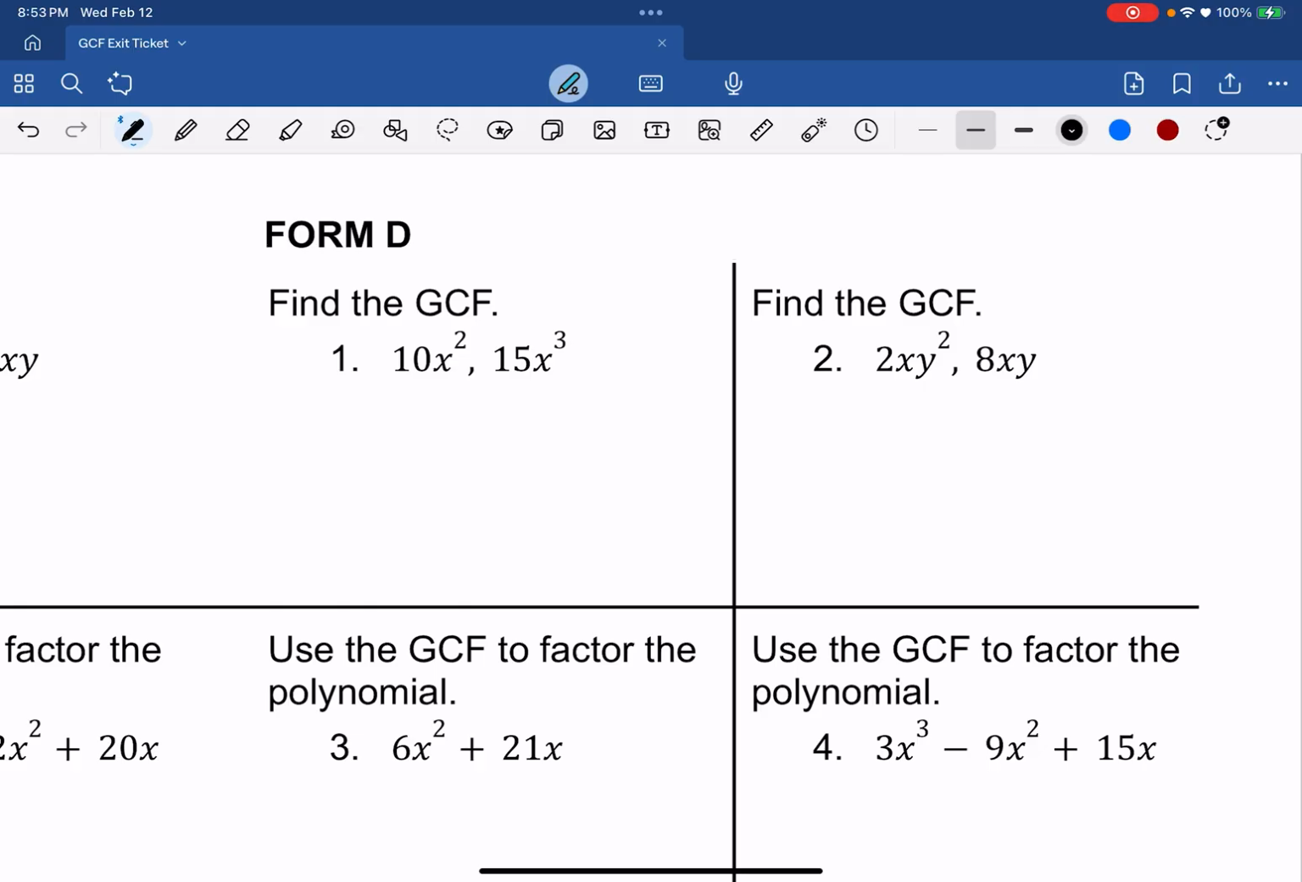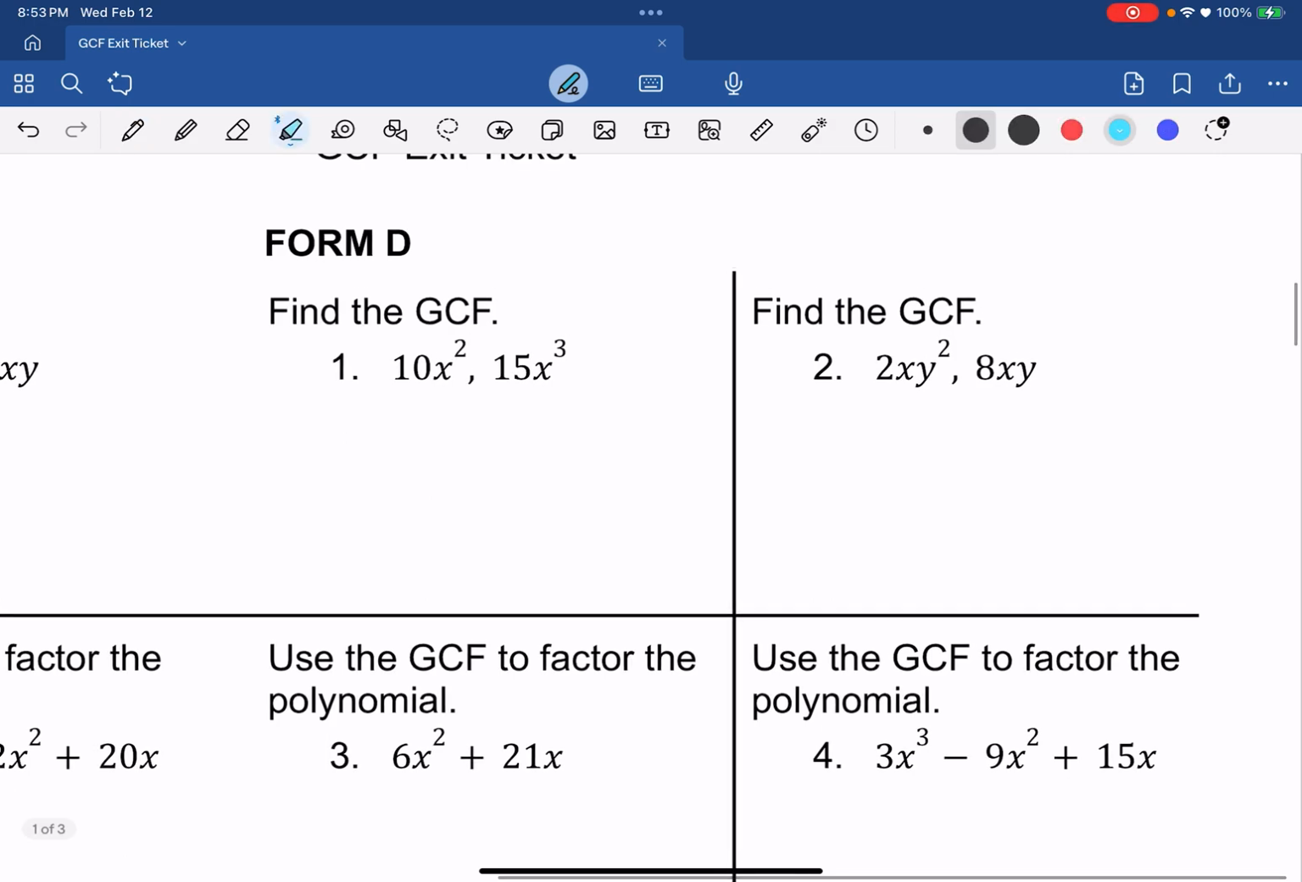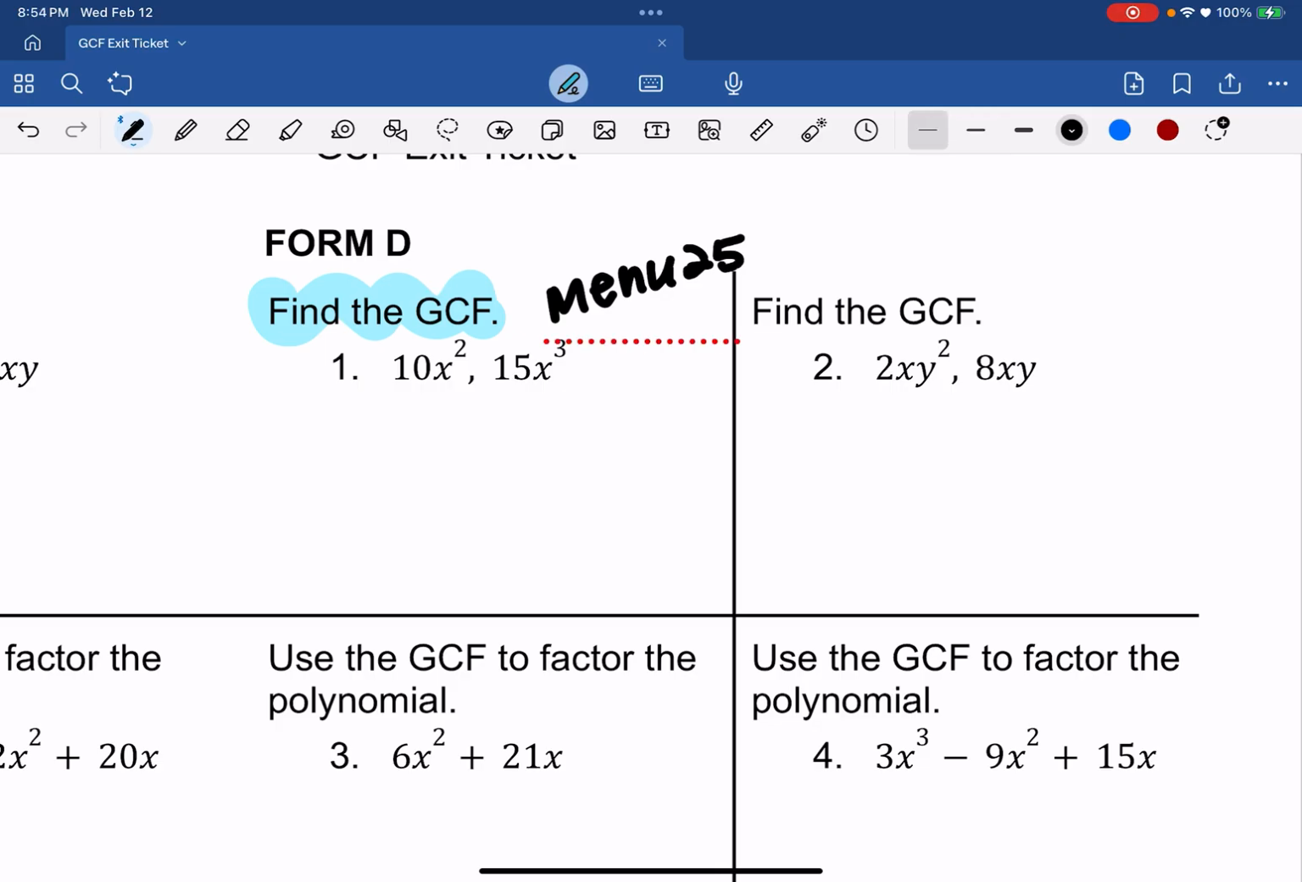Okay, so the first few questions will go towards your exit ticket that you took over factoring out the GCF. So you do have your first question that will be like this, where it just says find the GCF. So remember, you just have to use menu to 5 for the numbers itself. So if I want to find the greatest common factor between 10 and 15, I just press menu to 5, 10, 15. So in this case, it should be 5.